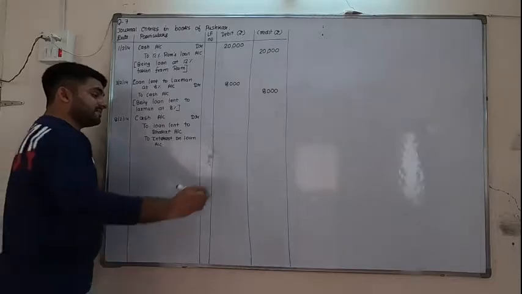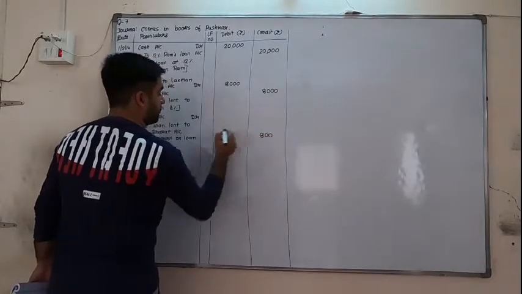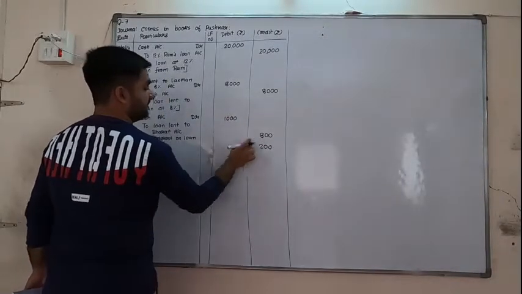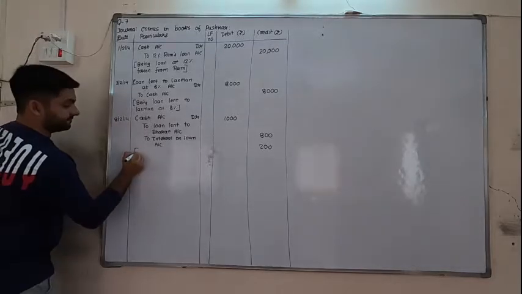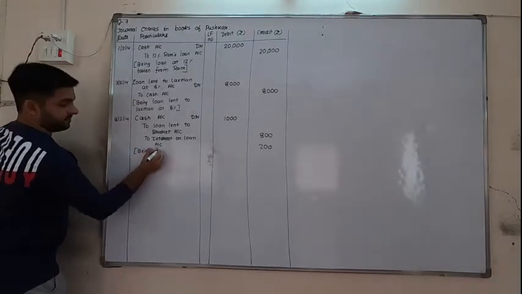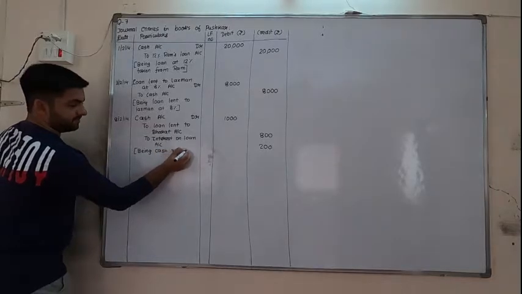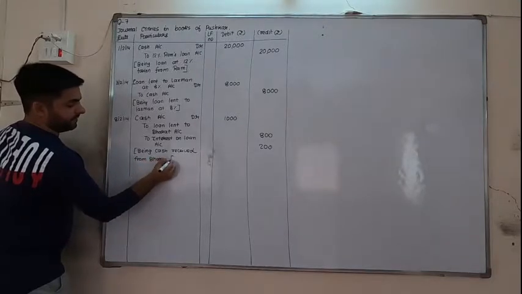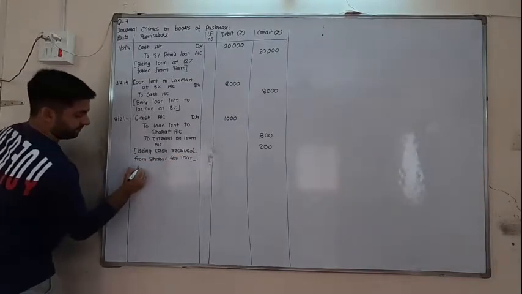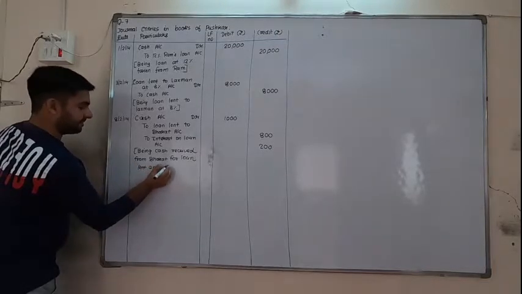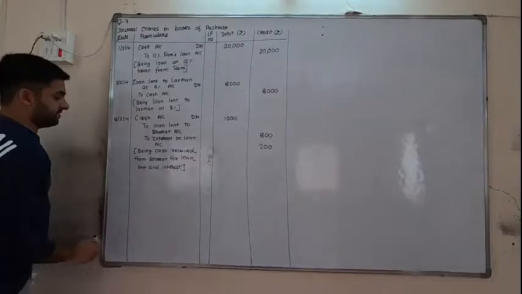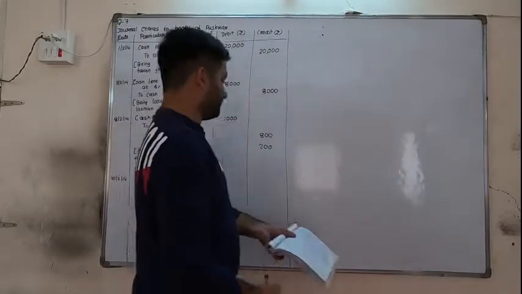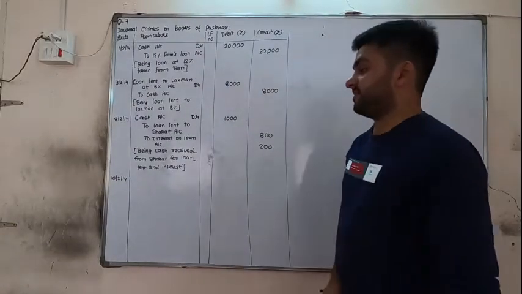Okay, now we are receiving from Bharat 800 for loan, 200 for interest, so total we are receiving 800 plus 200, 1000. Being cash received from Bharat for loan lent and interest.